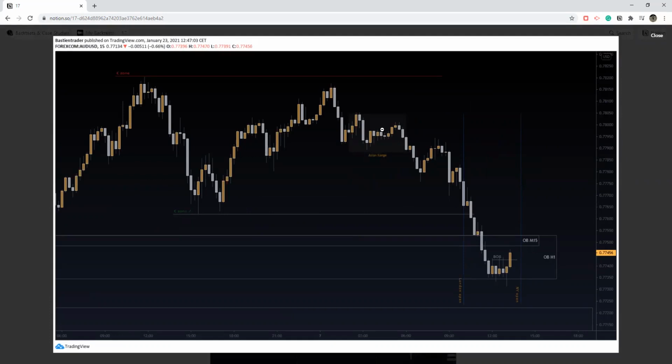So London opens right here, Asian range, again, consolidative, but in order to look for shorts, maybe we would have wanted to see a push above into this OB right here to take the short, but then the market pushes lower, pulls back again.